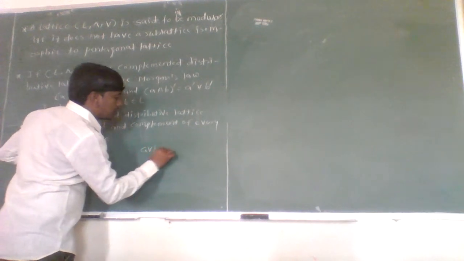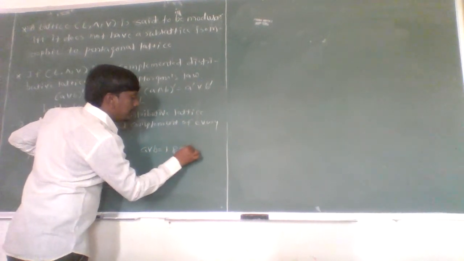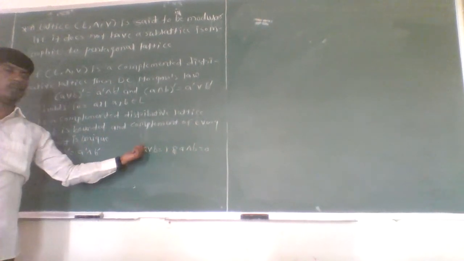L, then B is said to be a complement of A if A join B is equal to 1 and A meet B is equal to 0. Then we say that this B is a complement of A. And we have to prove that this A complement meet B complement is the complement of A join B.